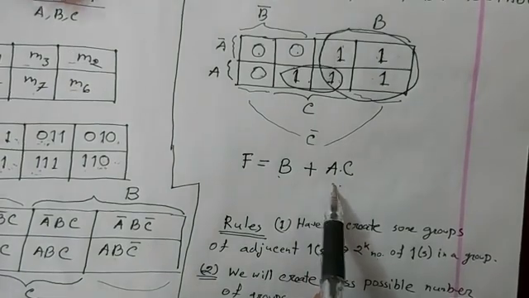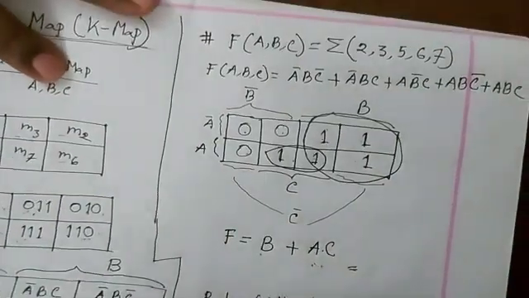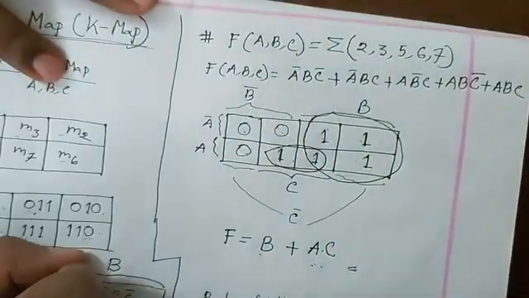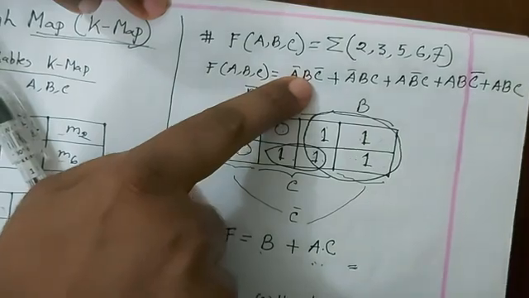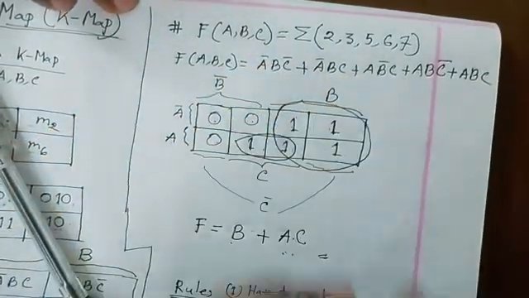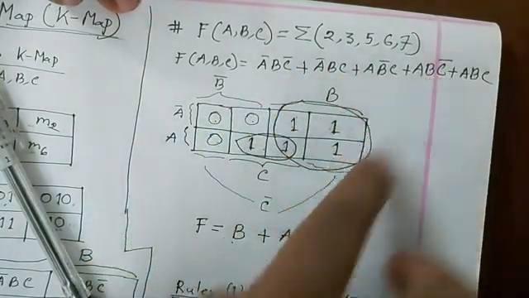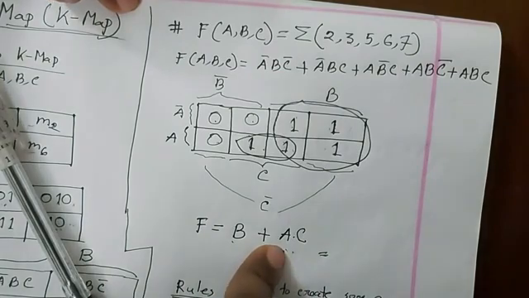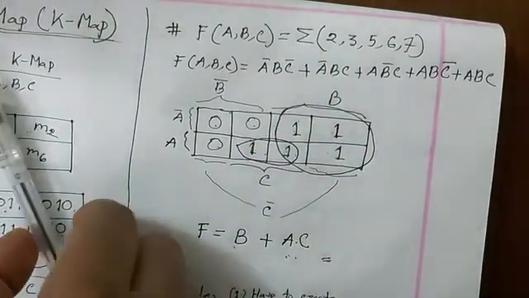Okay, so this is the most simplified form of this equation. If you try to simplify this one algebraically, it may take time, but eventually you will get this one. It would not be very easy to find out from here to here algebraically, but using a K-map we can easily find out the most simplified form of this thing.